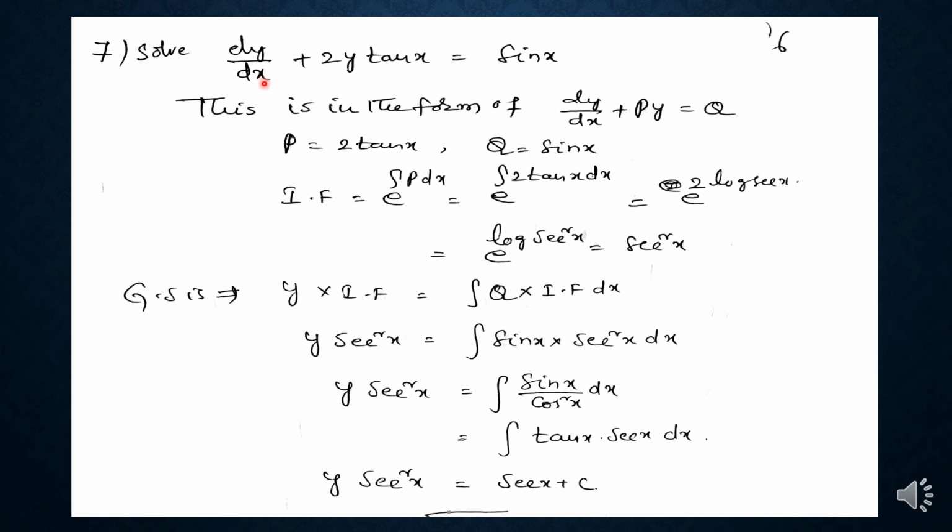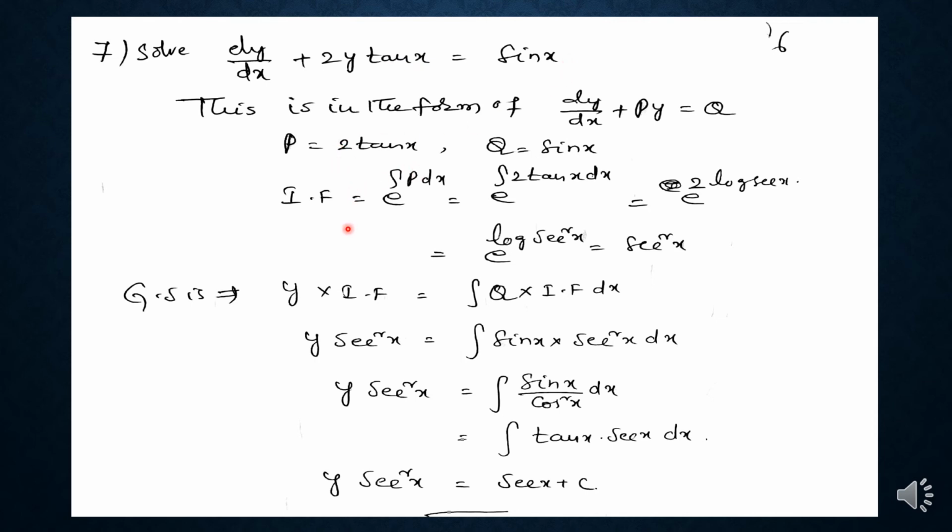Solve dy/dx + 2y tan x = sin x. Check: this is not possible by the variable separable method, since it is not in the form M dx + N dy = 0. We can see that it is in the form dy/dx + Py = Q. Comparing with the standard linear form, P = 2 tan x and Q = sin x.